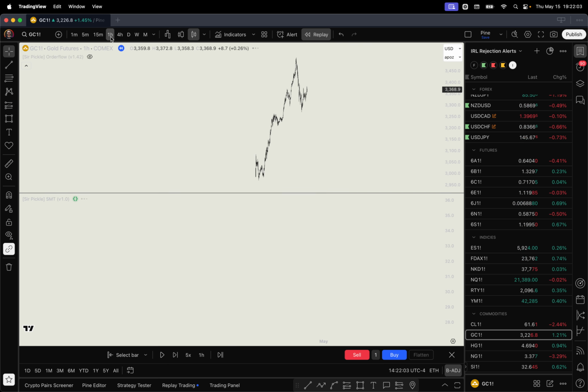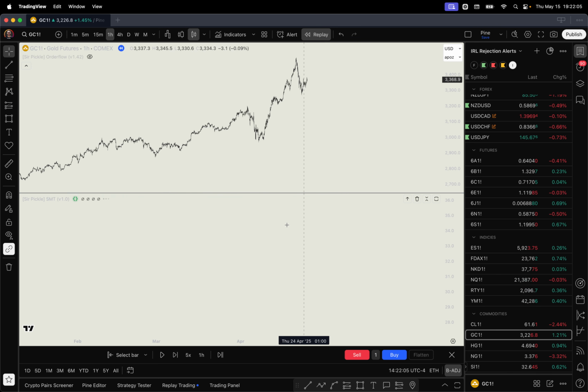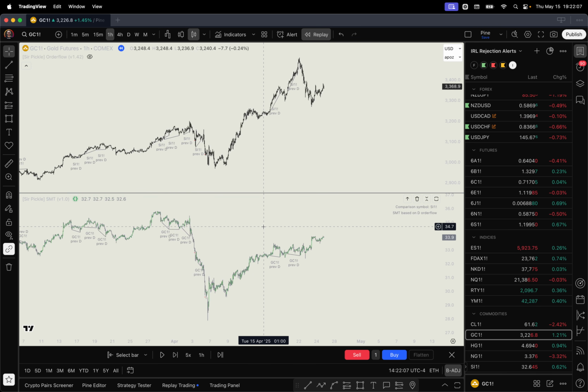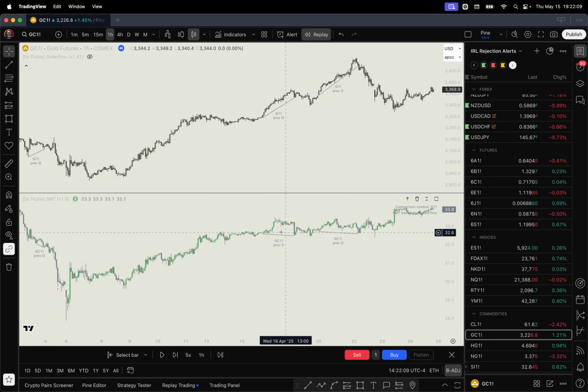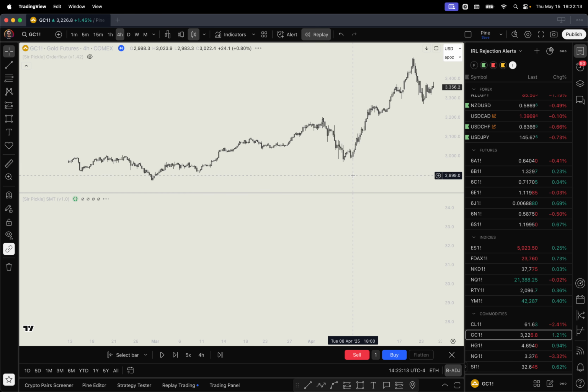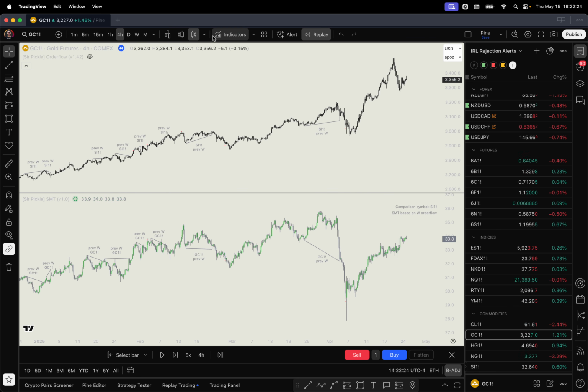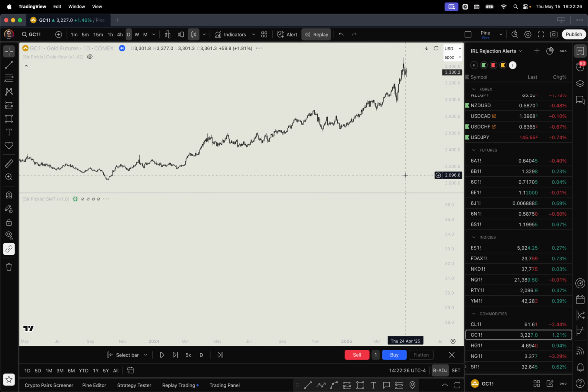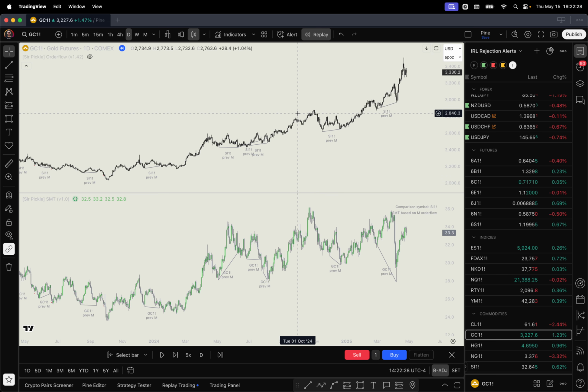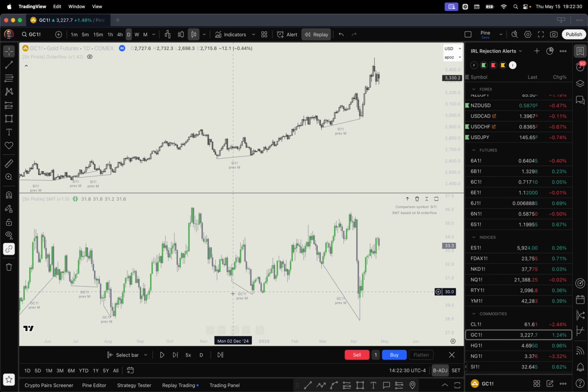So if I'm on 1 hour, I will see the sweep of the previous daily candle as shown in the label here. If you're on 4 hour, you will see the sweep of the previous weekly candle as shown here. So prev W stands for previous week. If we are on daily, we will see the sweep of the previous monthly candle, as we can see here. Prev M stands for previous month.